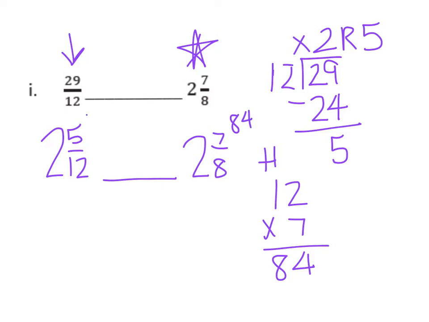8 times 5, I know, is 40. 40 is less than 84. So that means that 2 and 5/12 is less than 2 and 7/8.